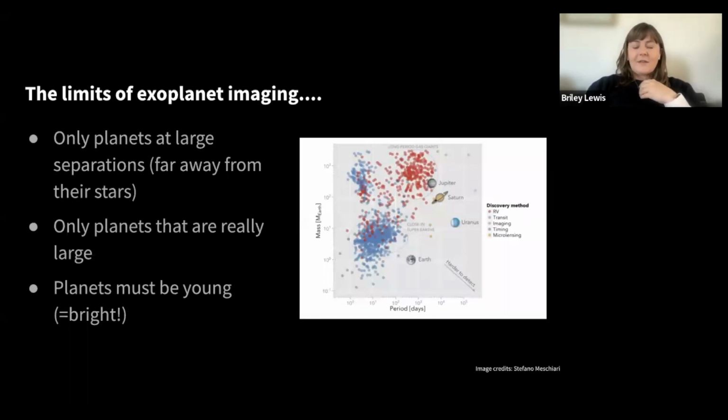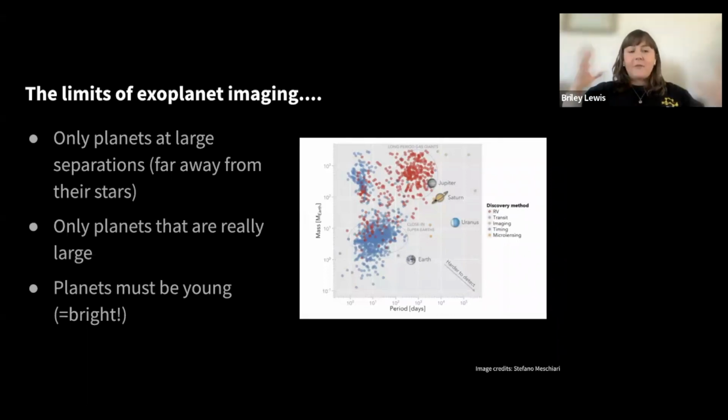And then the other thing that's a really interesting caveat for exoplanet imaging is that the planets have to be young. So they have to have recently formed. And this means that they're really bright in the infrared. So most of the direct imaging we do, if not all, is infrared. So we are not looking in the visible light. We're not looking at light that is reflected from the star right now. We're looking at infrared light, the heat from a planet as it just recently formed.